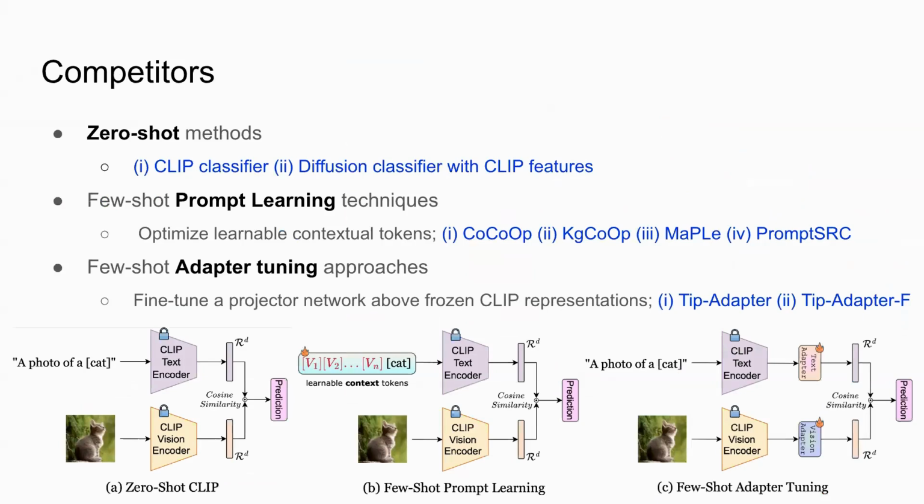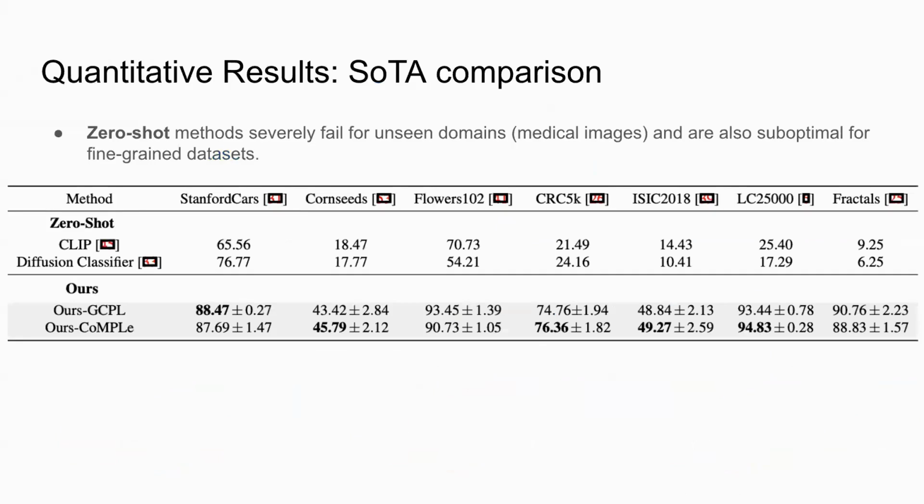Our competitors here are zero-shot methods such as CLIP classifier and diffusion classifier, and we also talk about a few-shot prompt learning and adaptive tuning techniques that have been proposed in literature. The figures show a schematic of these methods.